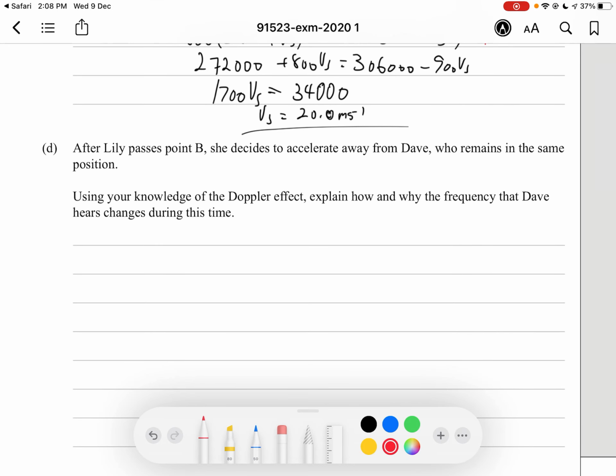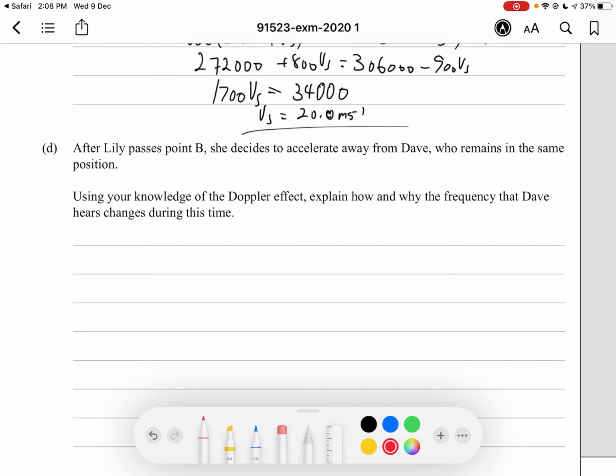Question D. After Lily passes point B, she decides to accelerate away from Dave, who remains in the same position. Use your knowledge of the Doppler effect to explain how and why the frequency that Dave hears changes during this time. So when the car is traveling away, as I was just explaining in the previous question, because of the relative motion of the car away from Dave, each successive wave is going to be produced at a larger distance from the previous wave. Observed wavelength would increase and the observed frequency will decrease.